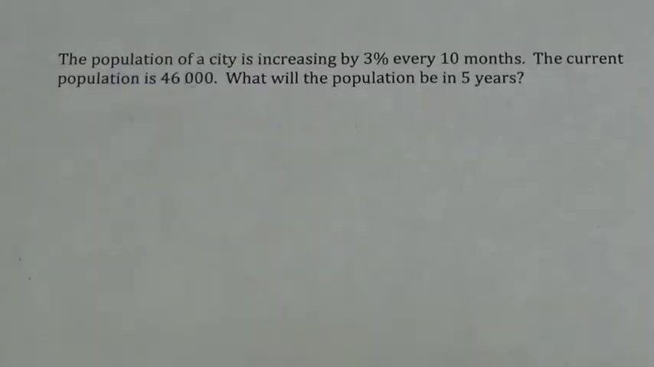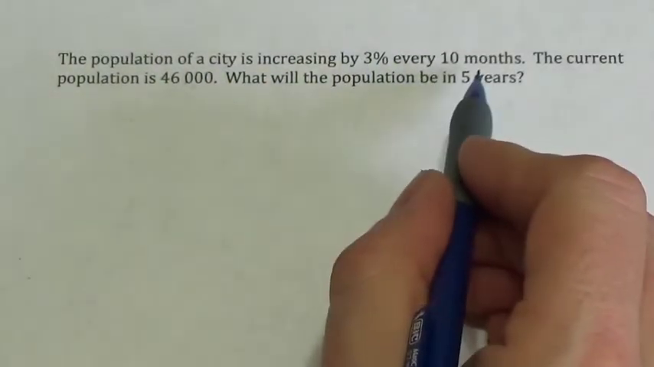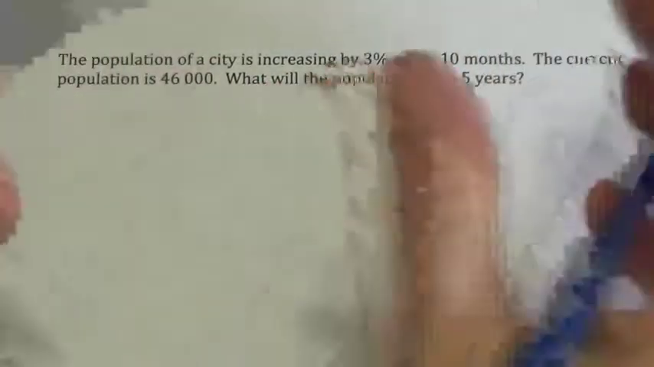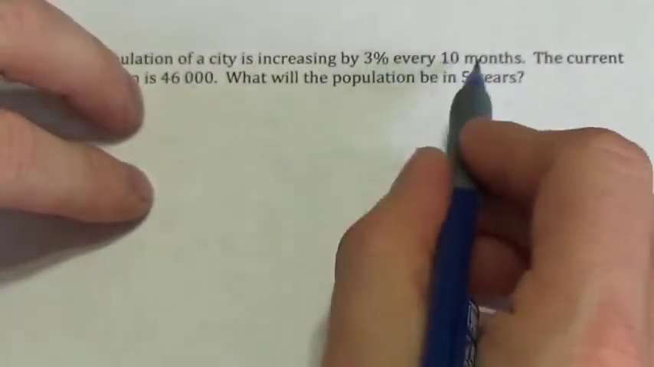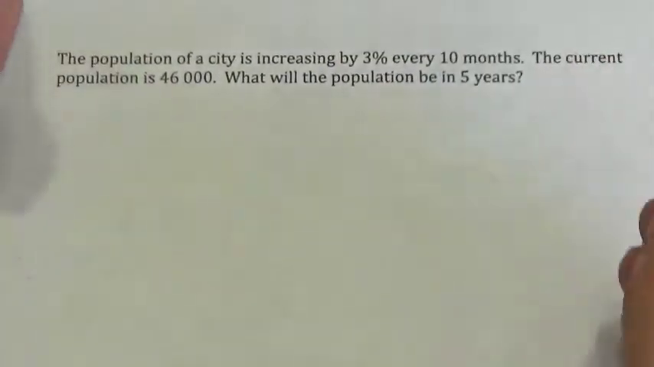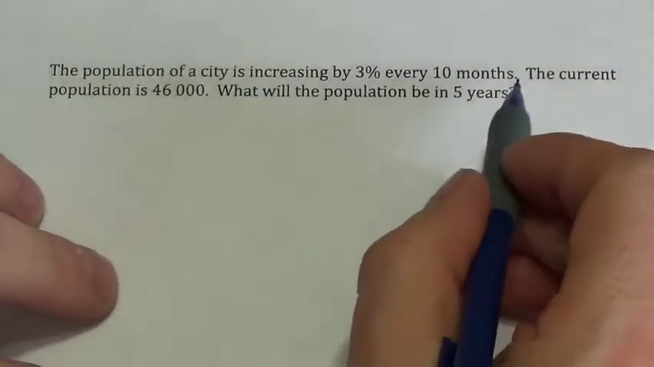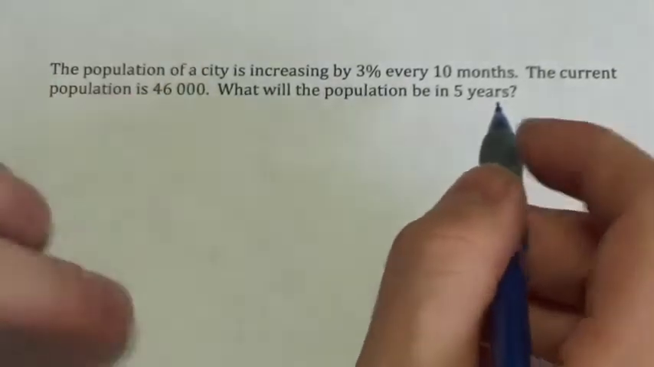All right, hi everybody. So the question here says the population of a city is increasing by 3% every 10 months. Okay, now that's a little off there. That period isn't a complete year. That 3% is per every 10 months, so that 3% isn't even per annum. So it's a little bit of a different way of approaching a problem like this. It says the current population is 46,000. What will the population be in 5 years?